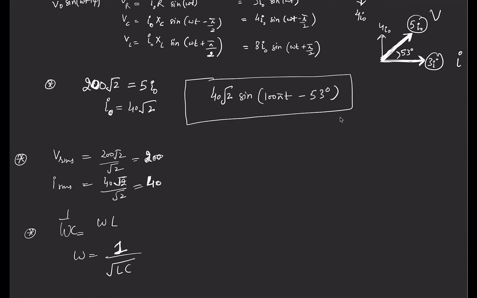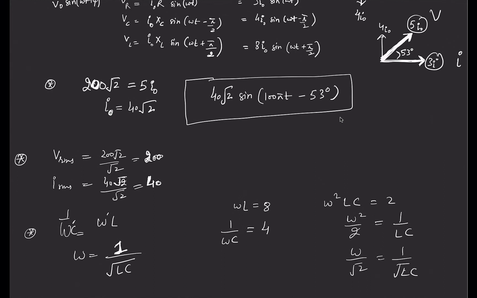And to calculate the resonant frequency, we need to know the value of L and C. We know the value of omega L, which is equal to 8. We know the value of 1 upon omega C, which is equal to 4. So basically omega square LC, if we divide both of these, we get 2. Therefore omega square by 2 is equal to 1 by LC, and omega by √2 is equal to 1 by √LC.